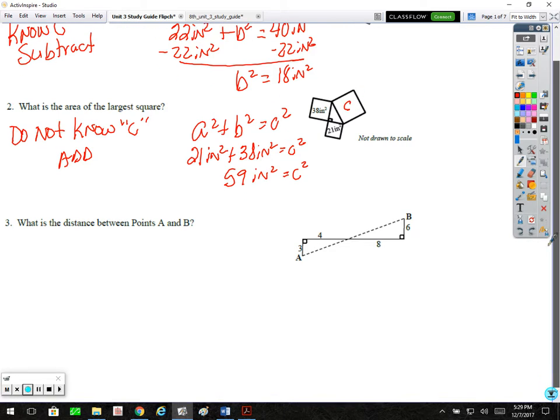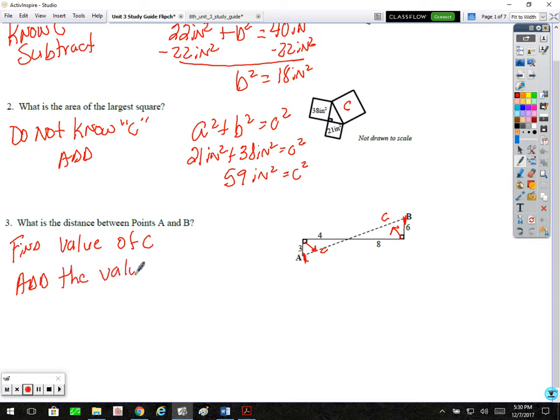Okay. All right, we're trying to find the distance here from this point to this point. Well, I have two right triangles, so I'm going to do the Pythagorean theorem twice. I'm going to find two values of C, and then I'm going to just add them together. Okay, so find the value of C for both triangles and then add them together. Add the values together to get your total distance. Okay, so let's see how it works.